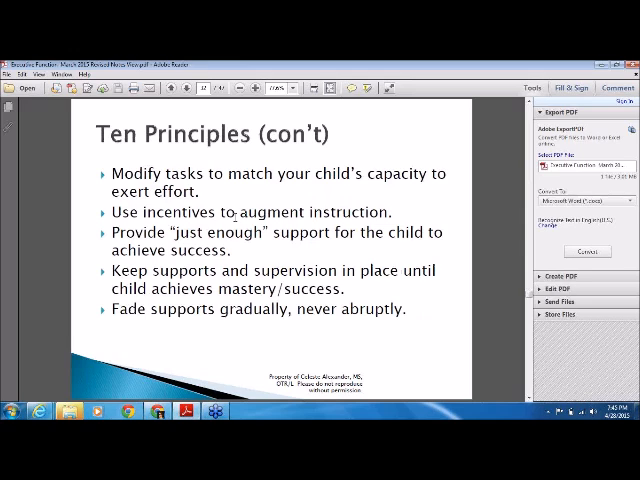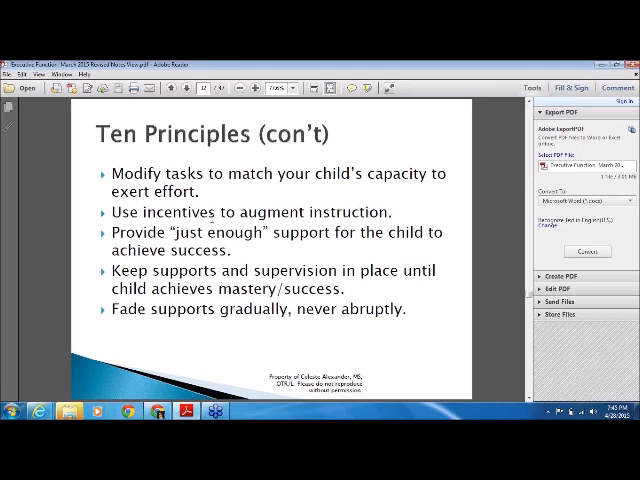Okay, continuing, we modify tasks to match our child's capacity. We've already talked about that. We use incentives to augment instruction. Okay, even if it's, you may have 5 more minutes of computer time, Celeste, if you finish the sentence that you're writing, or you complete the puzzle, whatever it might be. It doesn't have to be a food incentive. It doesn't have to be a toy incentive.